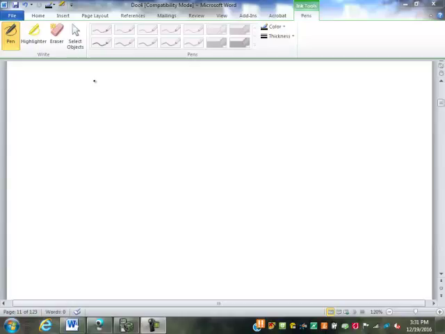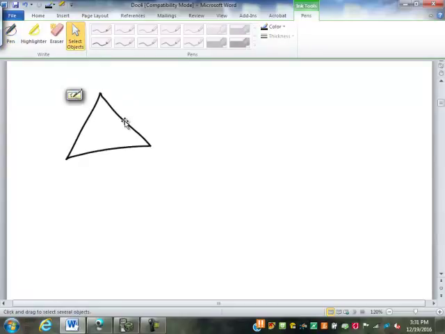Okay, so we found these areas and perimeters. Let's take a look now at related shapes. So we're going to start out with triangles here. I'm going to take a triangle. What we're going to be looking at is if I take that triangle and I enlarge it.